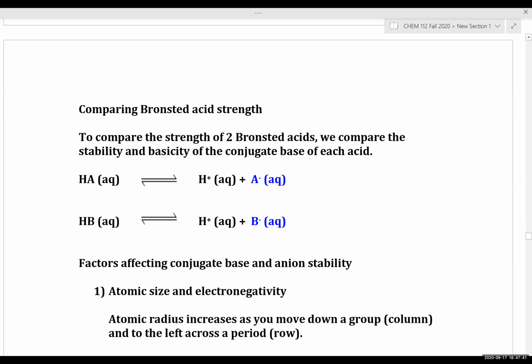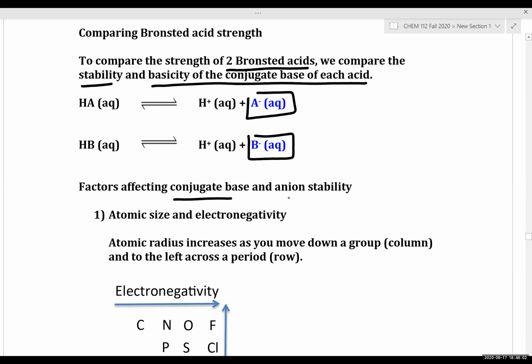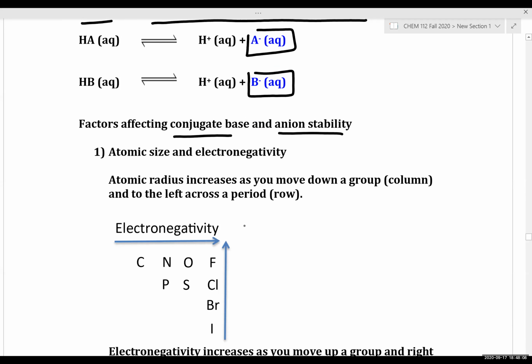So, if you're comparing the strength of two Bronsted acids, we compare the stability and basicity of the conjugate base. We look at each of the conjugate bases, and the more stable your conjugate base, the stronger your acid. So here are some factors affecting conjugate base and anion stability. The first of which is atom size and electronegativity. We know that atomic radius increases as you move down a group and left across a period.